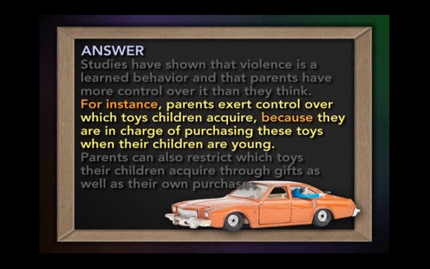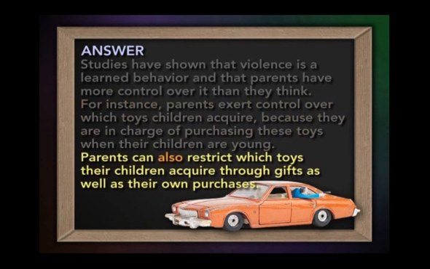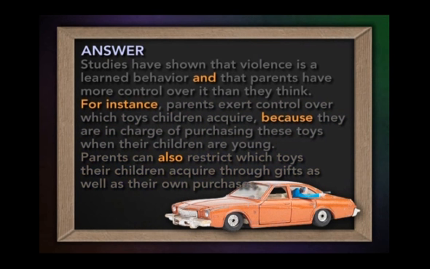I used "because" to show cause and effect. And my second part, they are in charge of purchasing these toys when their children are young, explains the first part. In addition, I use the word "also." That transition adds another example. So I've chosen each of my words, "and," "for instance," "because," and "also," specifically to create meaning.